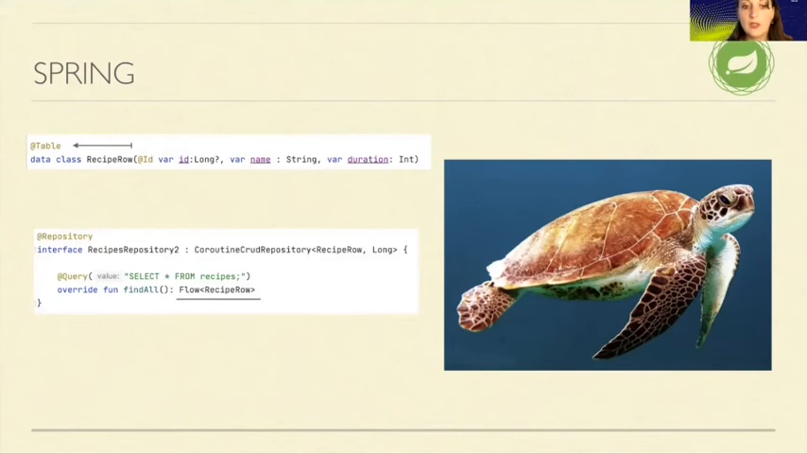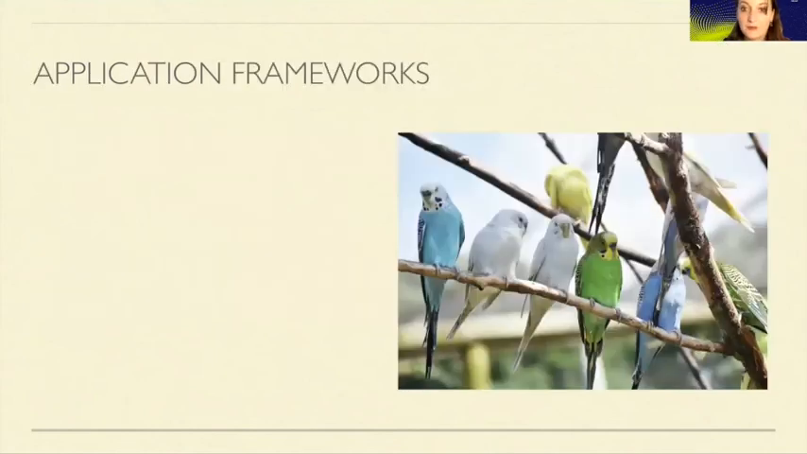And this particular example is pretty cool. Spring is integrating with coroutines lately. So here I'm using a coroutine CRUD repository, which will return a flow of recipe rows in this example. So there you go, full reactive.